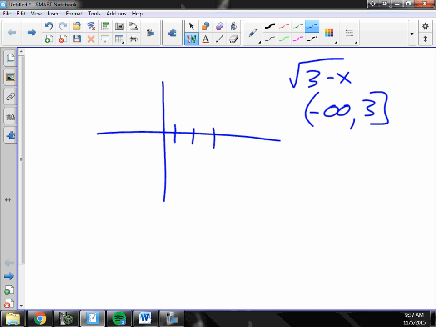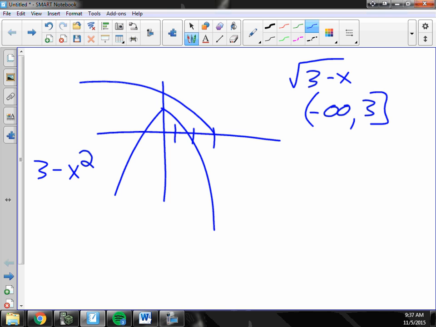So the graph looks like this. But the inverse, 3 minus x squared, looks like this. Is that what it was? Was it 3 minus x squared? Okay, do those look like inverses? So are they inverses? We just proved that they were, but only half of this graph is actually, and I don't think I drew it very well, so it should be actually like this.